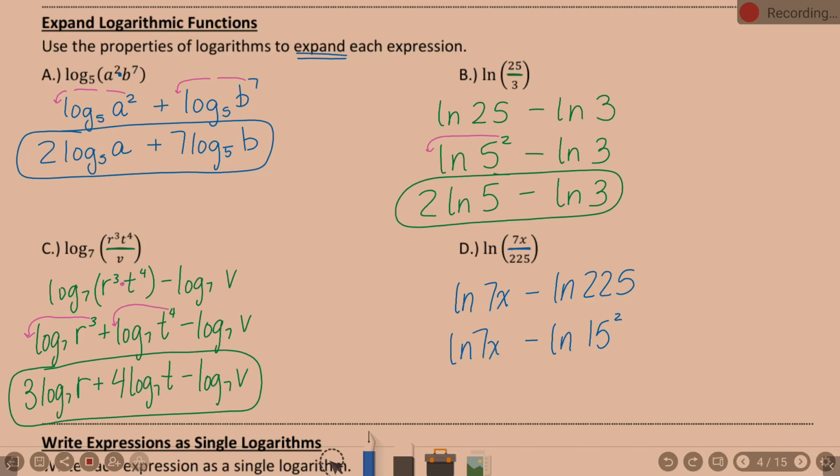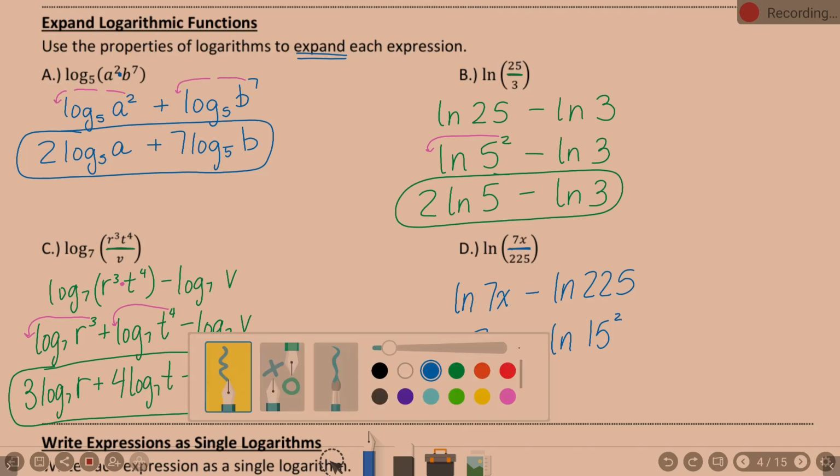So I agree, we could rewrite that as 15 squared. And which means what do we have to do to finish that part out? Bring the 2 out front. Yep.